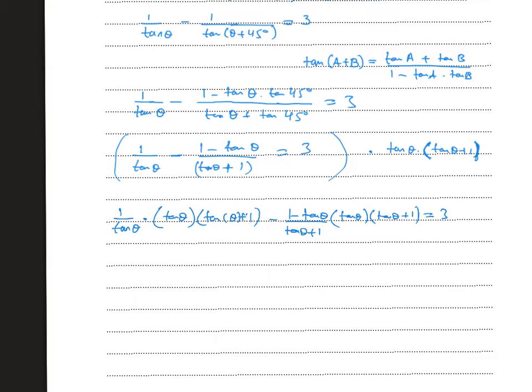And I'm also going to multiply this term with tangent theta times tangent theta plus 1. Okay, as you can see, we can cancel this tangent theta with tangent theta, and we are left with tangent theta plus 1 minus, so in the second term we can cancel this with this value, and that will give us 1 minus tangent theta times tangent theta equals 3 times, let me multiply these two. Tangent theta times tangent theta is going to give us tangent square theta plus tangent theta.